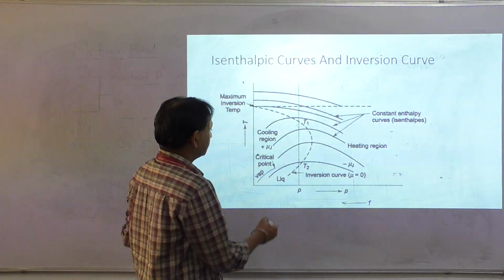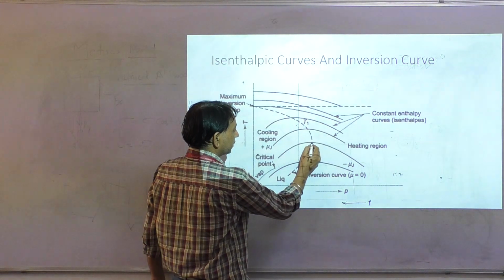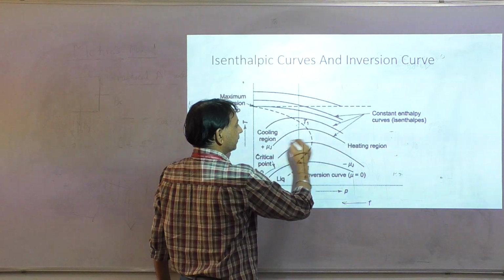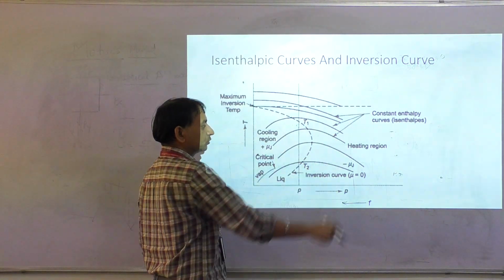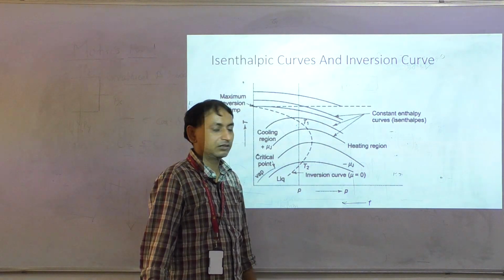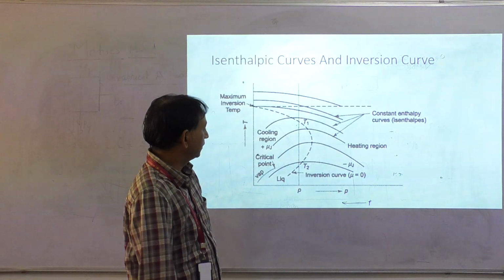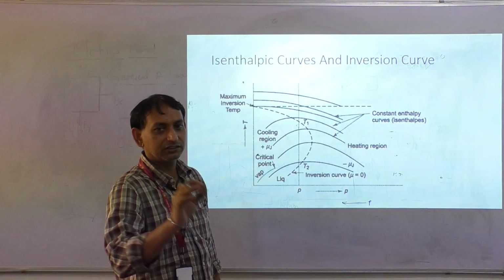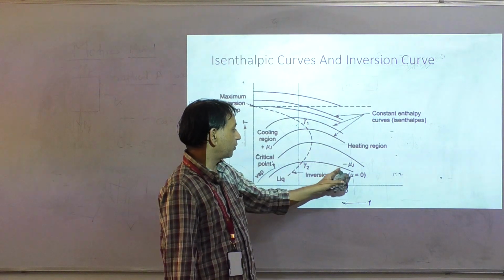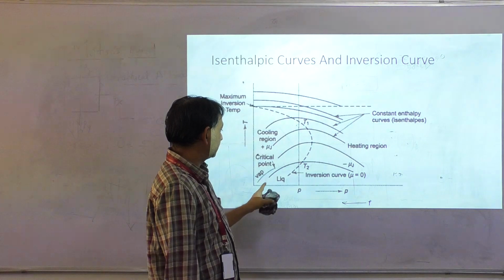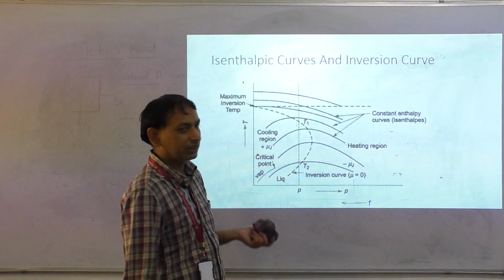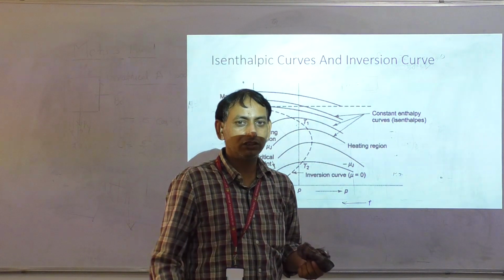Now here, this is the point, the maximum inversion point, and here the constant enthalpy curve is shown by the solid line. But since the constant enthalpy throttling process is highly irreversible in nature, because friction is involved in the isenthalpic process, in this particular slide it would be a solid line, but actually it is a dotted line, because we cannot represent any irreversible process on the property diagram.